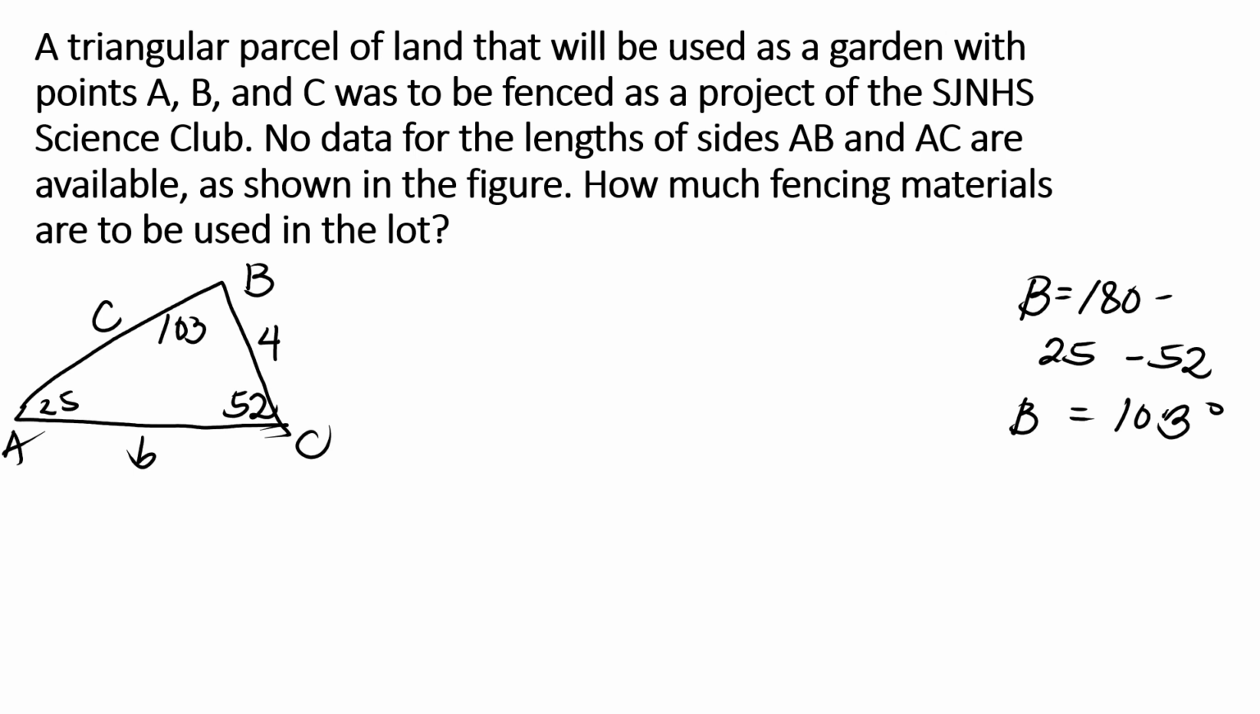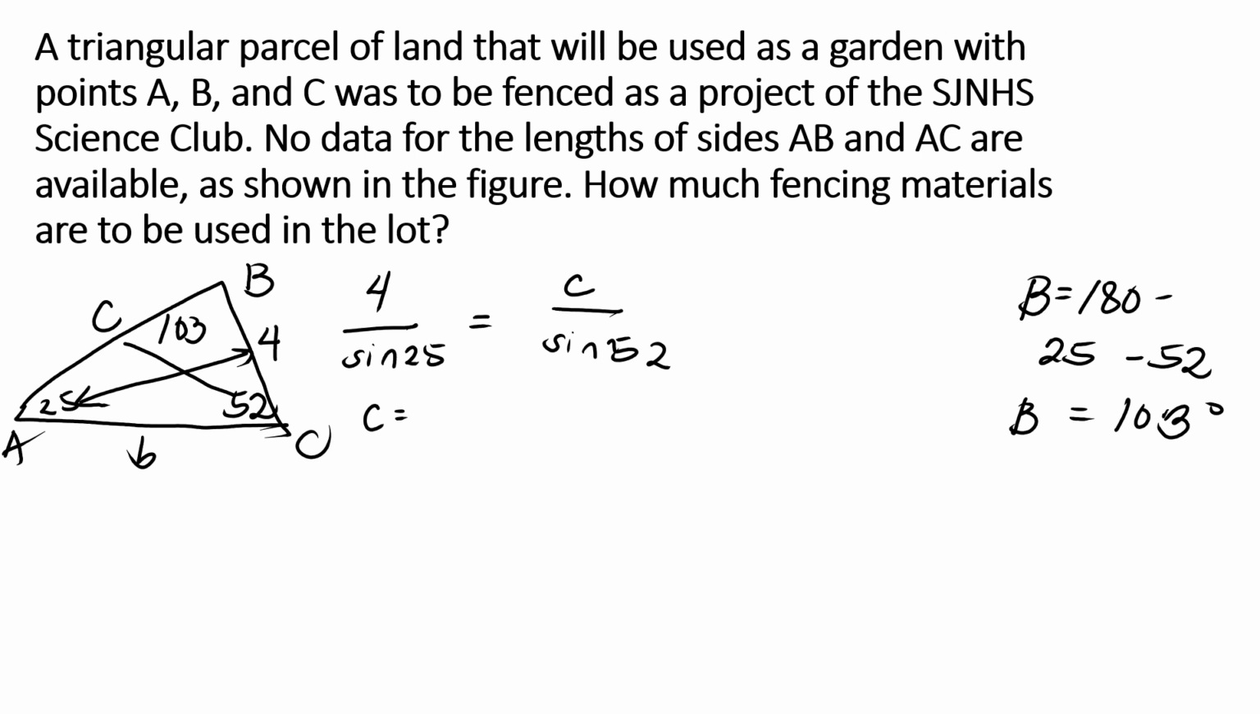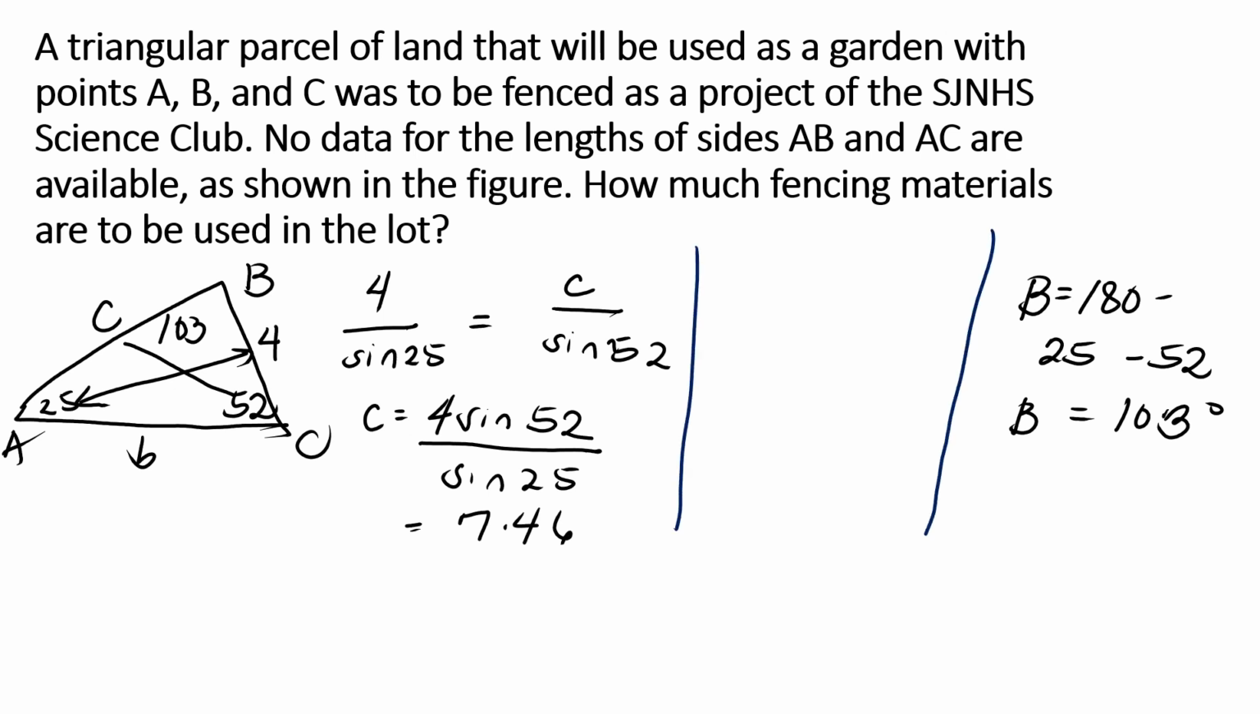So let's start with finding your side C. To find this, let's have first these two pairs. So we have 4 over sine 25 is equal to, let's find first your C, C over sine 52. So cross multiplication, you have the value of C will be equivalent to 4 times your sine 52 all over your sine 25. We're going to use your calculator. What we're going to have is 7.46.